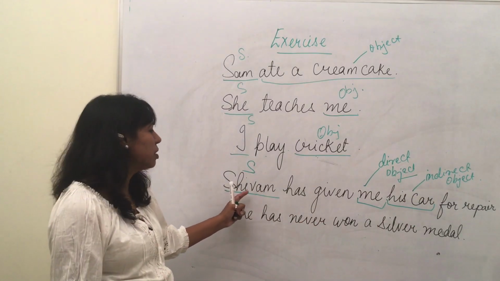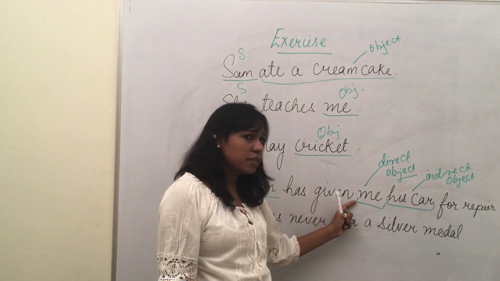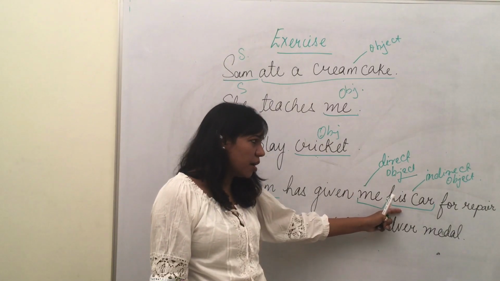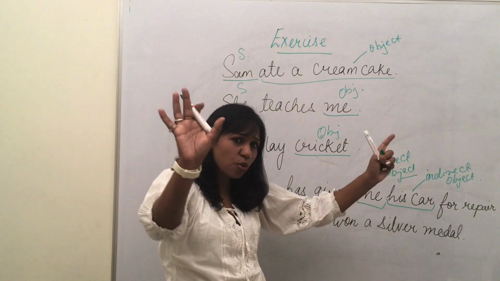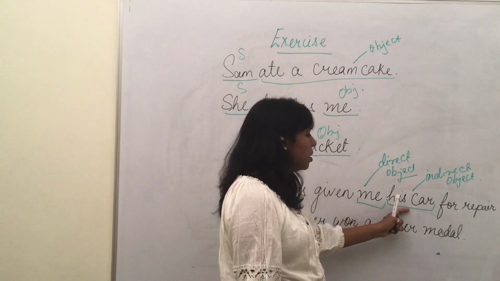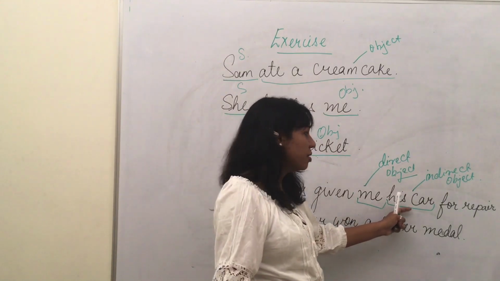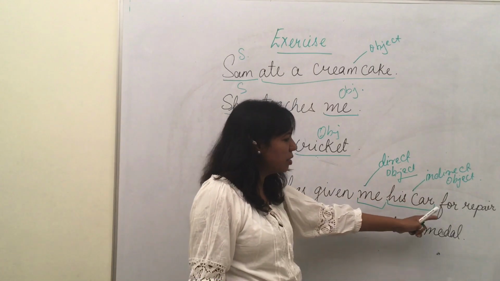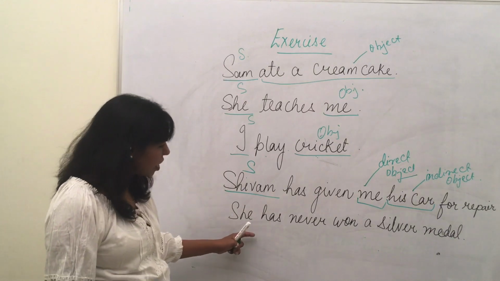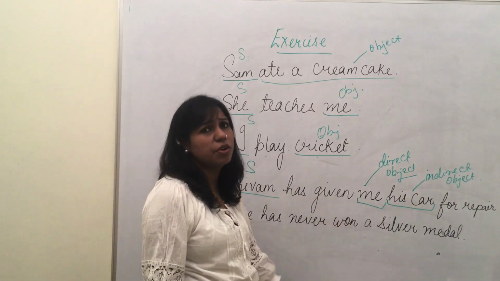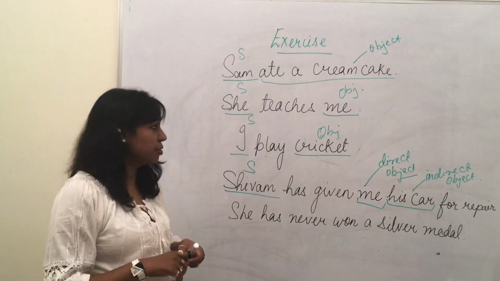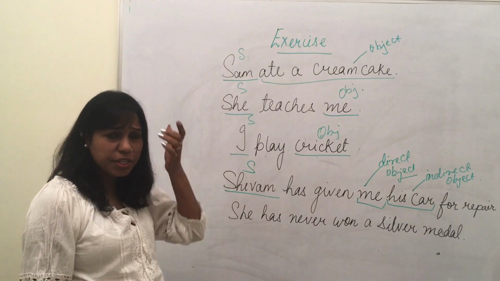So, Shivam has given me his car for repair. Who has given? Shivam has given. Shivam is the subject. Has given to whom? Direct object. His car. What has he given? I said two answers: whom and what. To whom has he given? To me. What has he given? His car. So it becomes an indirect object in that sentence. Okay, so it's clear here. Now another sentence: She has never won a silver medal. Again you will ask the question and think of the answer in your mind, because I have already explained everything in great detail.